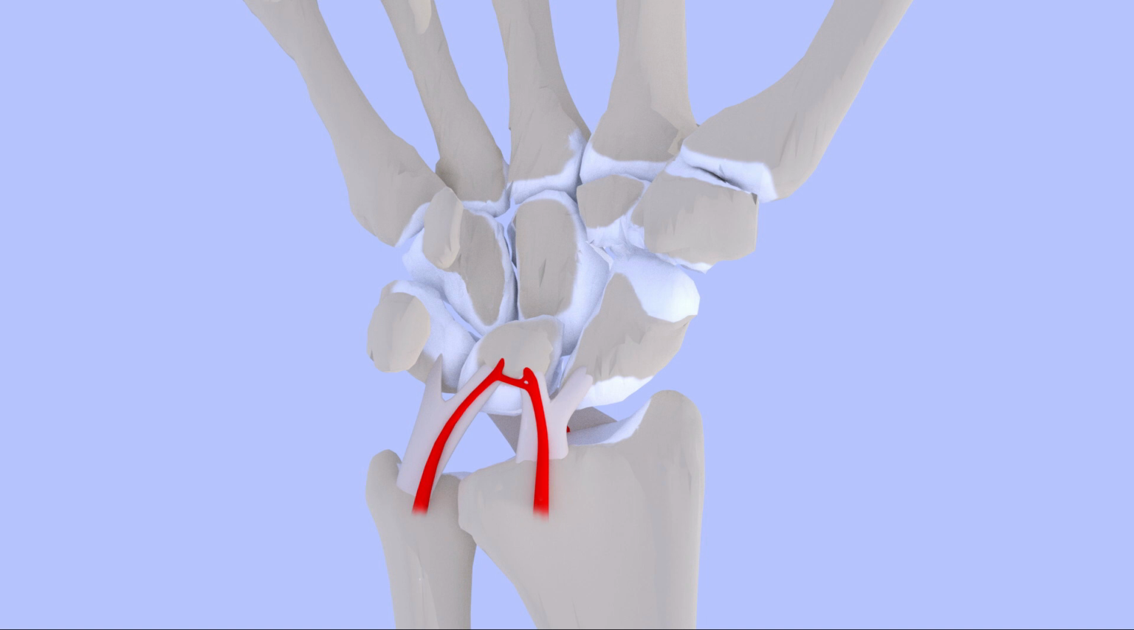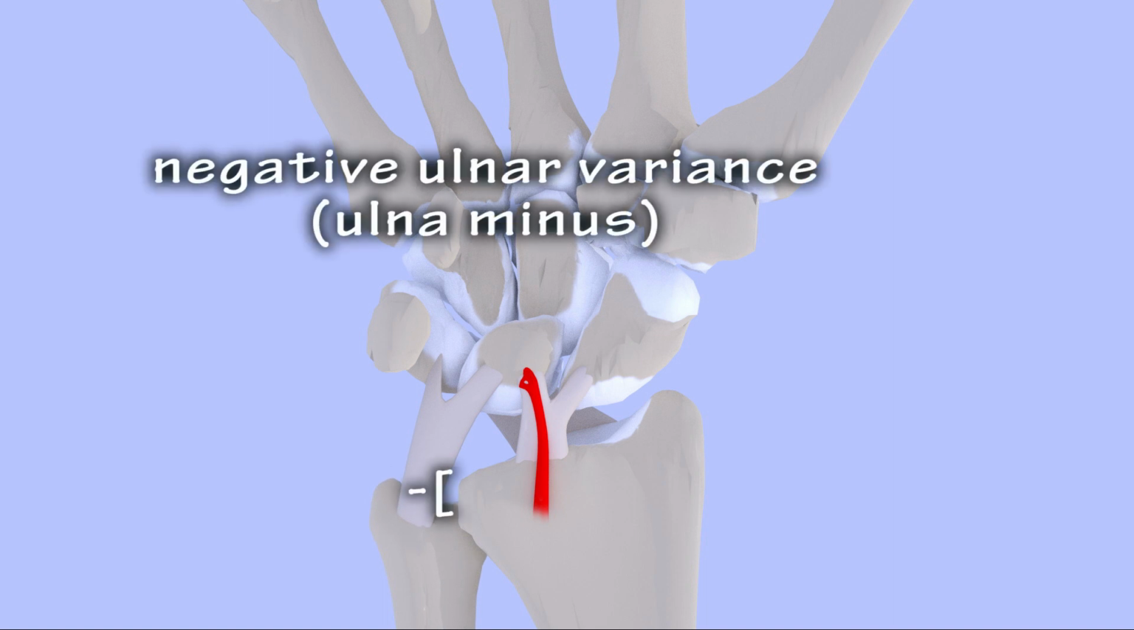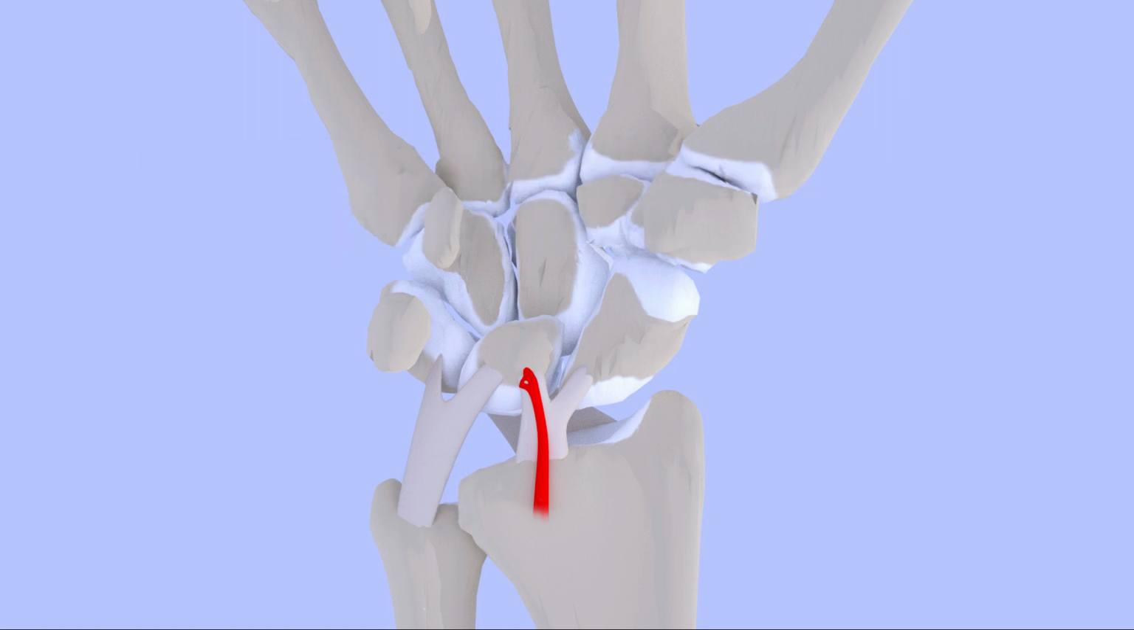Different factors may contribute to the development of Kienböck's disease. One factor is that some people only have a single blood vessel supplying blood to the lunate. There is also an association between Kienböck's disease and a negative ulnar variance, or ulna minus. This is when the ulna is shorter than the radius, which changes the mechanics in the wrist and may place more stress on the lunate. However, negative ulnar variance is common, while Kienböck's disease is not.